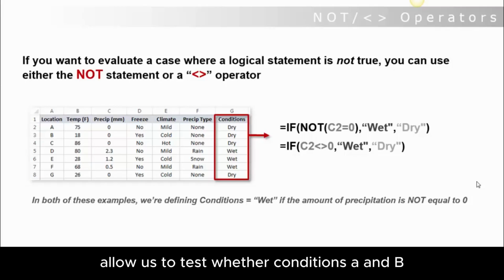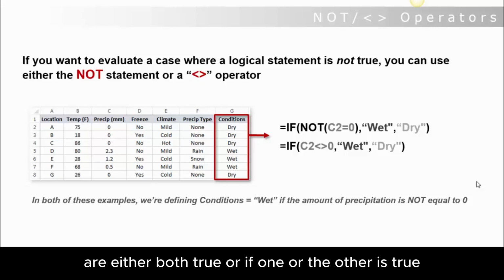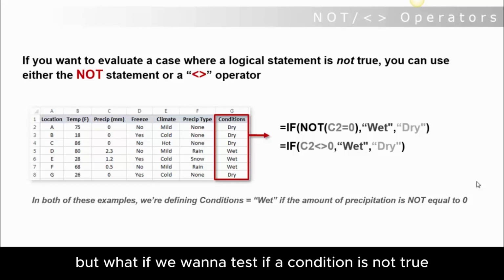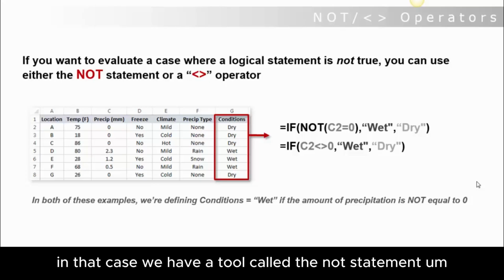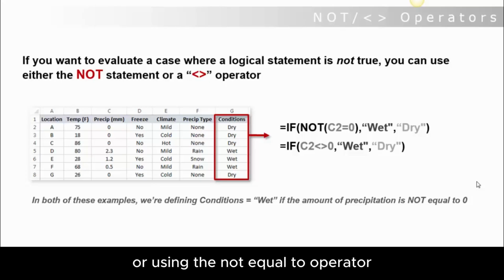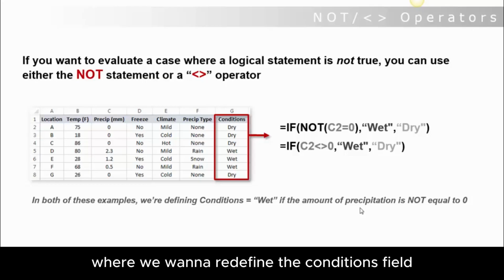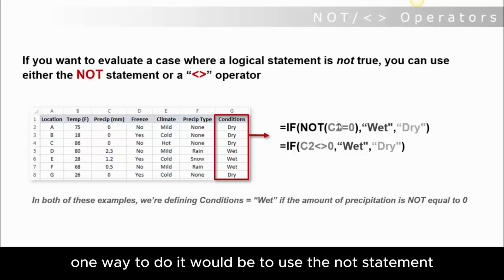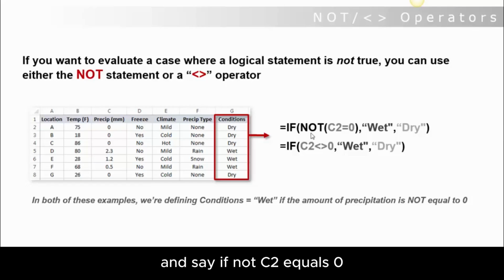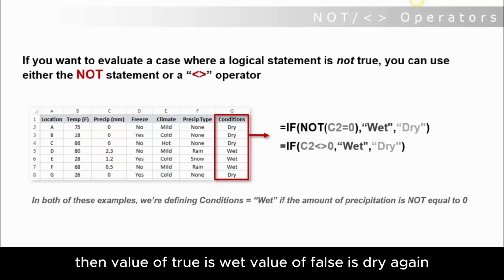AND and OR statements allow us to test whether conditions A and B are both true or if one or the other is true. But what if we want to test if a condition is not true? In that case, we have a tool called the NOT statement, or using the not equal to operator as a means of accomplishing that. So here's an example where we want to redefine the conditions field based just on the precipitation column in column C. One way to do it would be to use the NOT statement and say IF NOT C2 equals 0, which in other words is saying if C2 is not equal to 0, then value if true is wet, value if false is dry.